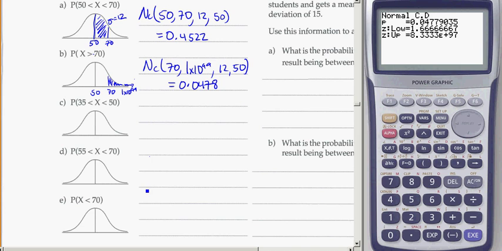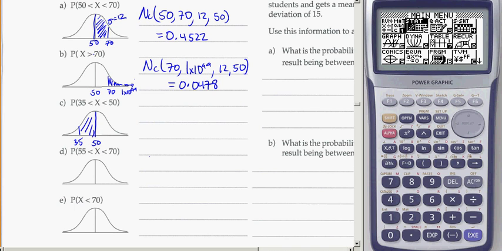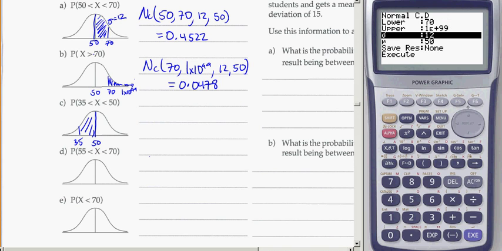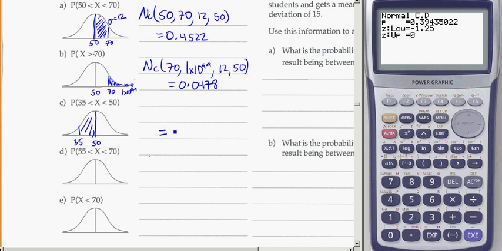Looking at the next ones, between 35 and 50, so from 50 at the top down to 35 at the bottom. This one is going to be lower limit of 35, upper limit of 50, and I'm going to get a distribution probability of 0.3944. So you can see these kind of don't get much different, but I'll carry them out for you.